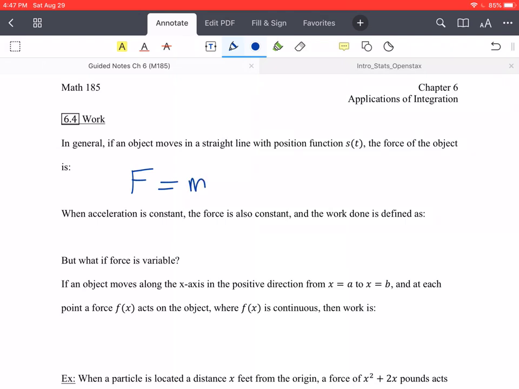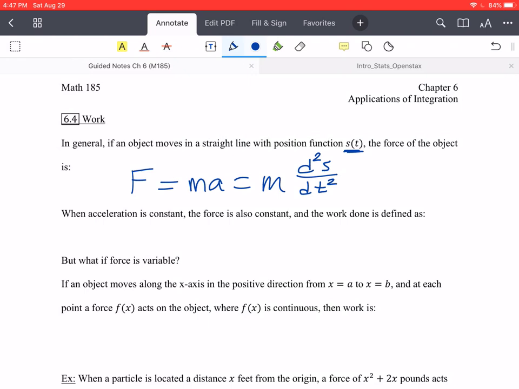F equals ma. Right, mass times acceleration. So m we keep the same, but a, acceleration, if we remember from Calc 1, you can write that in terms of the position function, and it's the second derivative. So we write d squared s over dt squared. So force is mass times the second derivative of position.